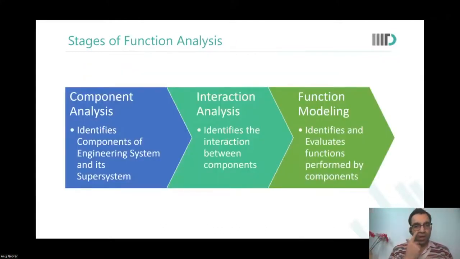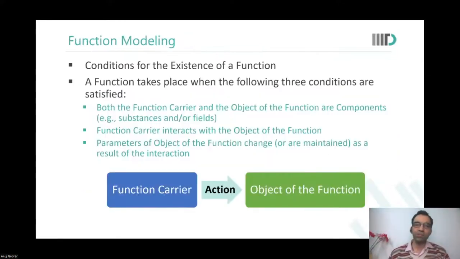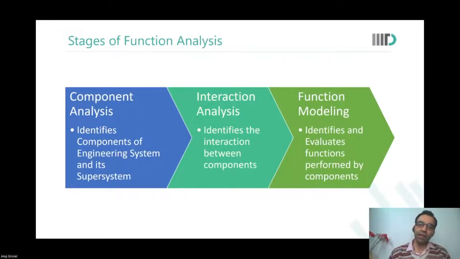So now coming to the function analysis, yesterday we saw that there are three stages of function analysis. First stage is component analysis, then we do interaction analysis, and then finally we do the function modeling. In component analysis, what did we do? In component analysis, we identified the components of the engineering system and its super system.